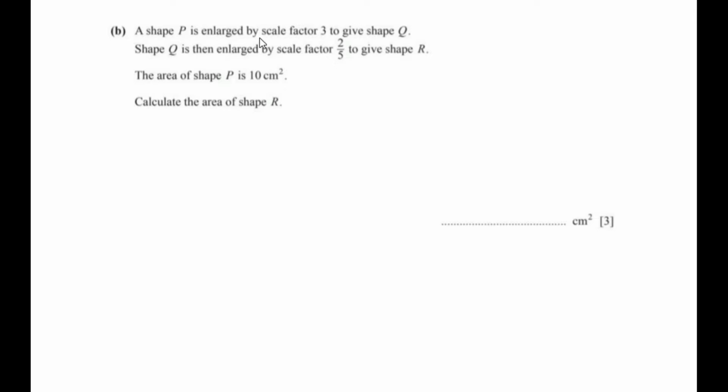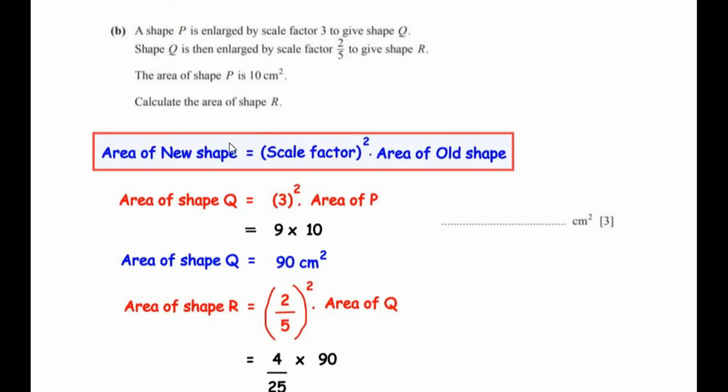A shape P is enlarged by scale factor 3 to give shape Q. Shape Q is then enlarged by scale factor 2 over 5 to give shape R. The area of shape P is 10 centimeters square. Calculate the area of shape R. Now let us try to understand this example by using a formula. The formula we are going to use here is area of new shape that is going to be formed is equal to scale factor square times area of the old shape.